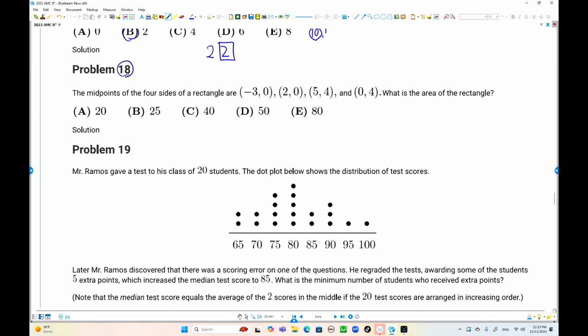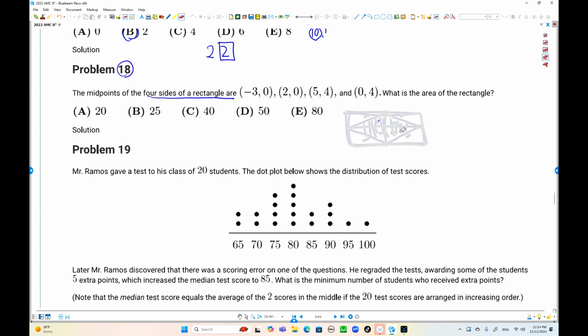All right, here is number 18. The midpoints of the four sides of a rectangle, right? So if you have this rectangle, this is midpoint, midpoint, midpoint, midpoint. So actually this area, when you take it over here, these two areas are equal, right? Always this inner area is half of the original rectangle, okay? So we find the inside area. After that, you double it, right? That's the area of the original rectangle.